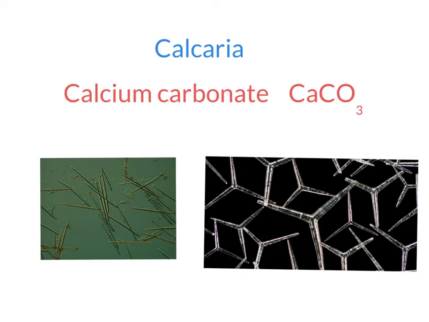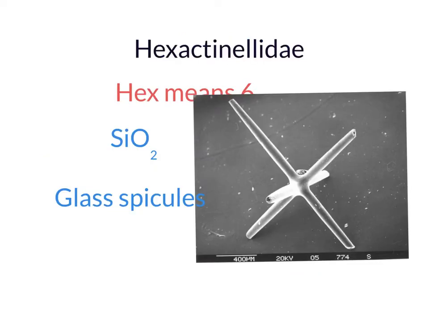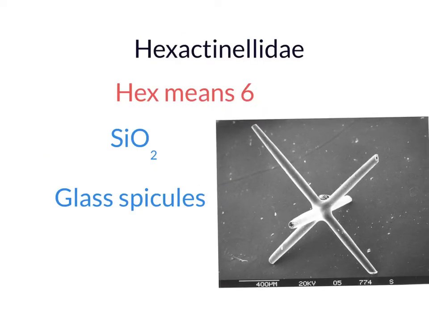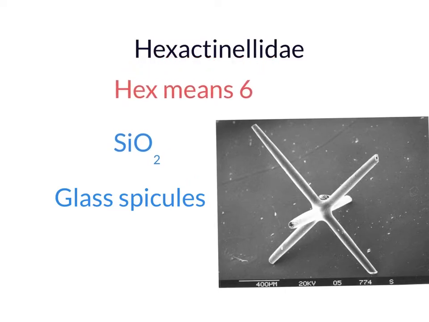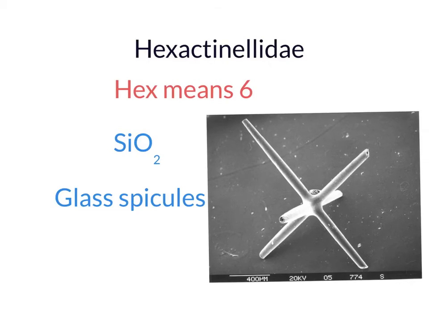The Calcarea, of course, have calcium carbonate spicules. Calc is in their name, and calcium carbonate is what their spicules are made of. The Hexactinellida, remember these guys have 6 pointed spicules right here, and SiO2 means glass. And don't forget this hex in the name. This hex means 6, and they have the 6 pointed spicules.